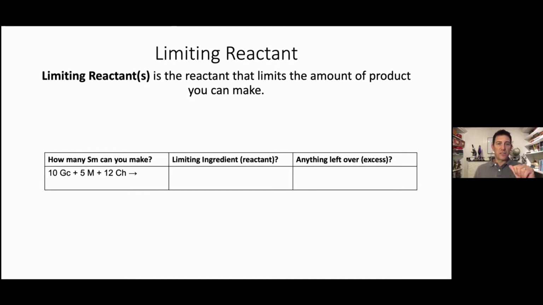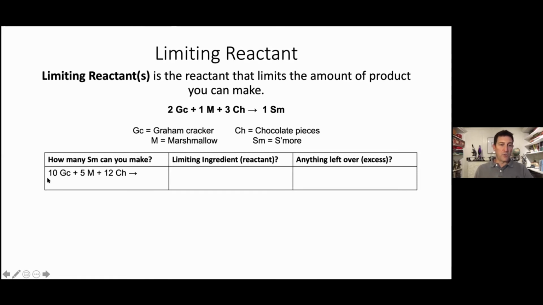So let's look at this in a little bit different way. This is not my balanced chemical equation. This is just how much of each I bought. There's my balanced chemical equation. If I bought 10 graham crackers, or I have 10 graham crackers, 5 marshmallows, and 12 chocolate pieces, the question is, how many s'mores can I make out of this?